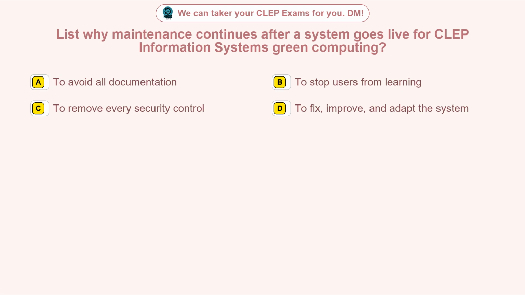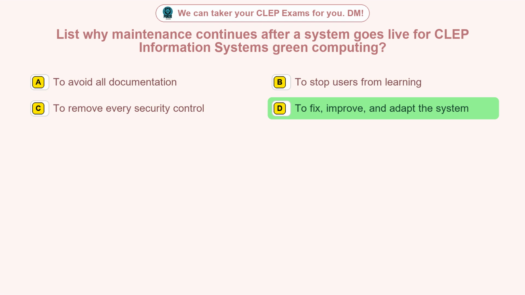Question 77. List why maintenance continues after a system goes live for CLEP Information Systems Green Computing. Option A. To avoid all documentation. Option B. To stop users from learning. Option C. To remove every security control. Option D. To fix, improve, and adapt the system. The correct answer is option D.